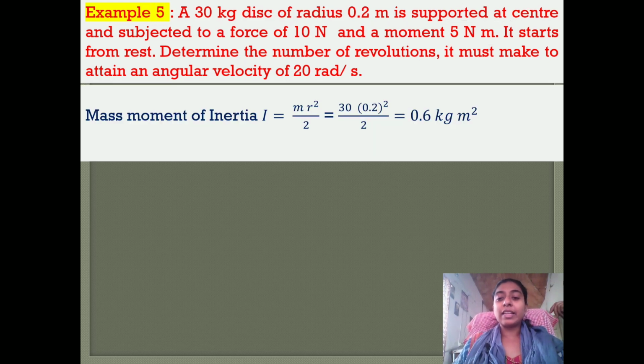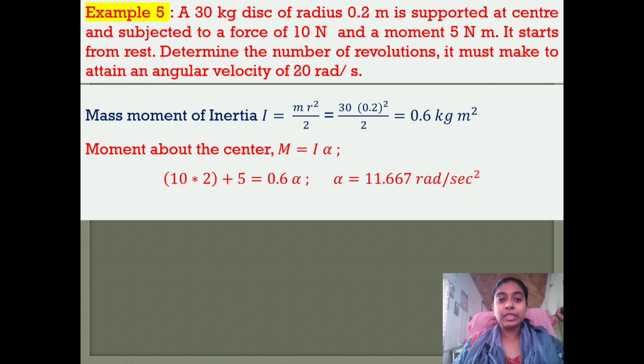First of all, we are finding the mass moment of inertia. We know for a circular disc, mass moment of inertia I is equal to mr square by 2. So we get mass moment of inertia as 0.6 kilogram meter square. Now, moment about the center.